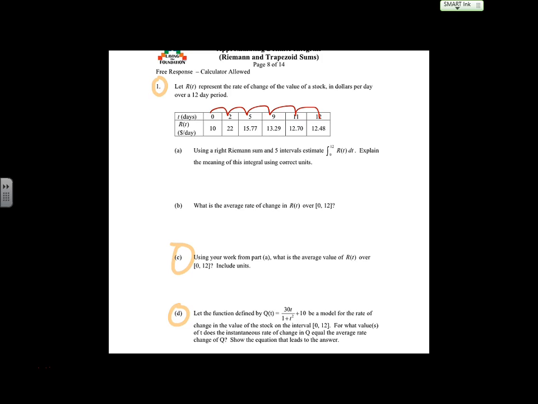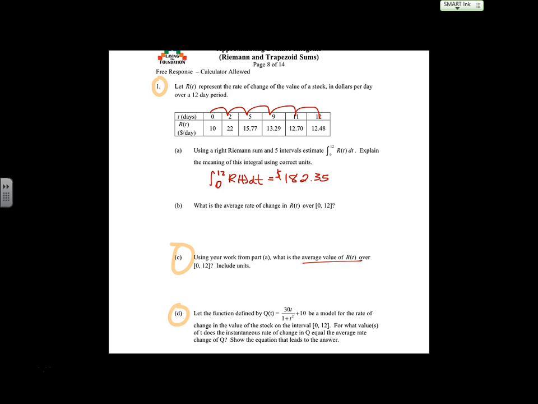But what did you guys get for A, just so I can use it? 2.35. Okay. And that was even, right? I'm not missing a decimal place. Okay. And technically, the integral from 0 to 12, going backwards to dollars, right? Okay. The average value of R over 0 to 12.